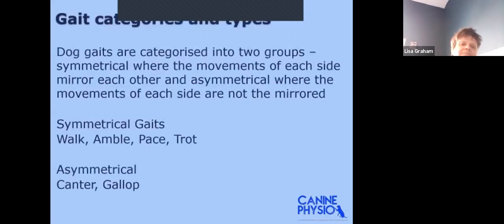So our normal gaits. Dog gaits are categorized into two groups: symmetrical, where each side of the body mirrors the other, and asymmetrical, where the movements are not mirrored on either side of the body. Our symmetrical gaits are the walk, amble, pace, and trot. They're the main ones that we tend to assess gait in. And then we've got our asymmetrical gaits, which are the canter and the gallop, and we will look at those today for the purpose of looking at gait. But unless you're dealing with a dog where the problem only presents in one of those gaits, or possibly a sporting dog, they're not normally a gait that we'd be assessing a patient in.